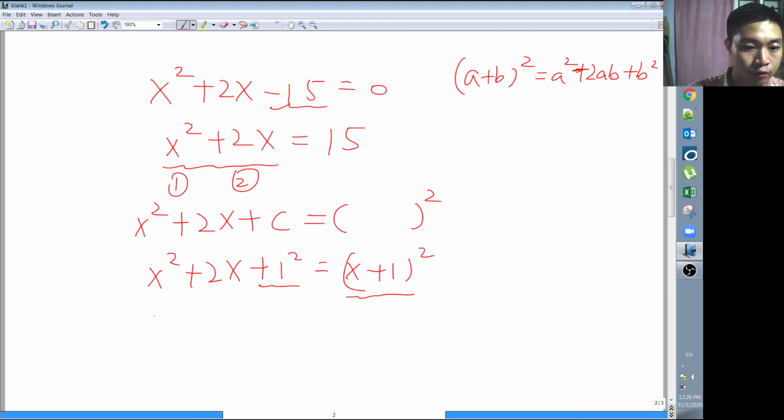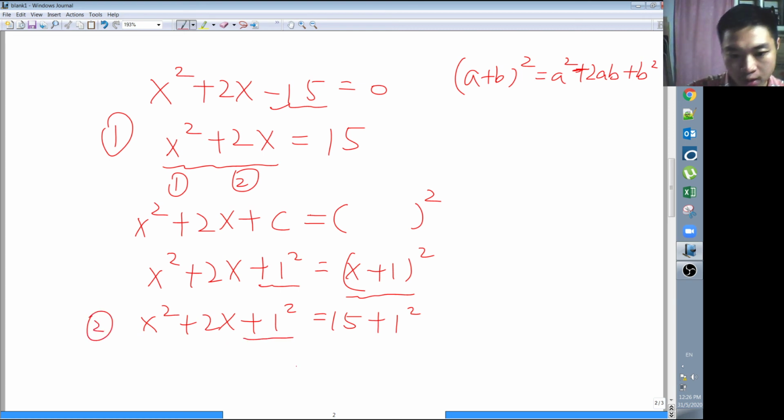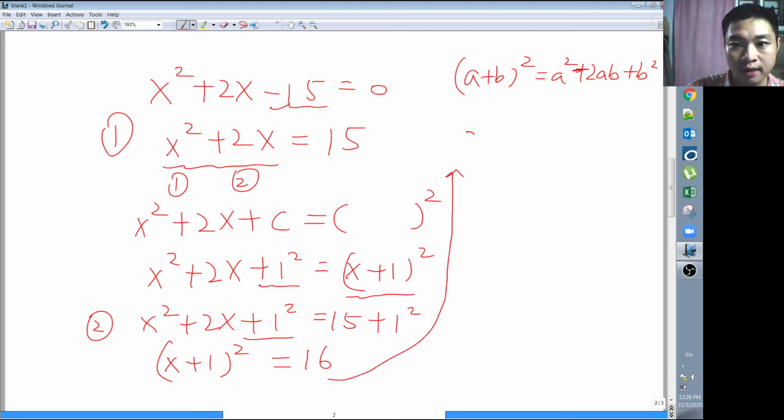Similarly, you need to introduce a 1 squared on the right to balance your equation. So this is our first step. And our second step is to introduce a constant term, which is plus 1 squared here, so that we will get this format on the left hand side. Once we get this, our right hand side is 16. So you have your (x + 1)² equals 16.